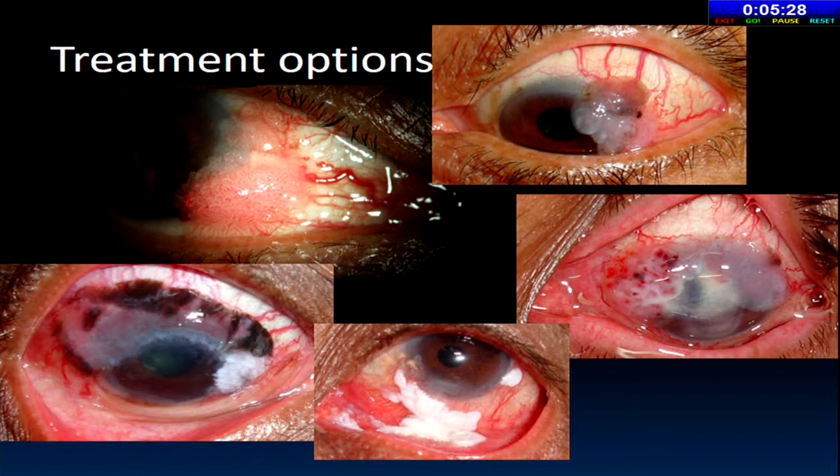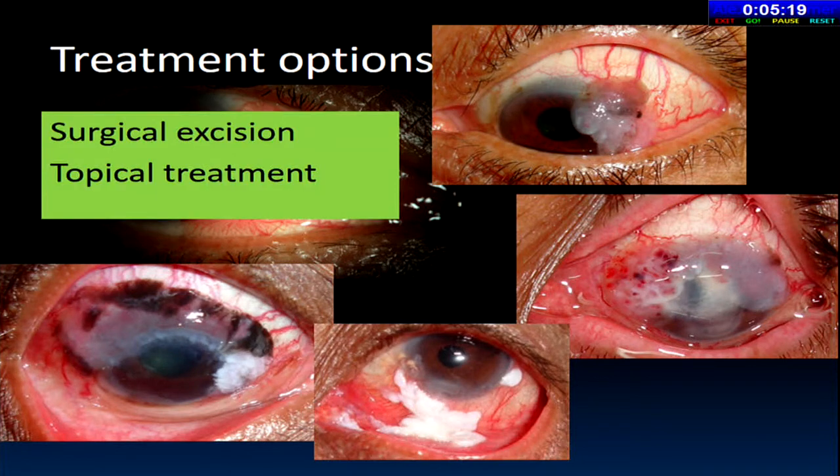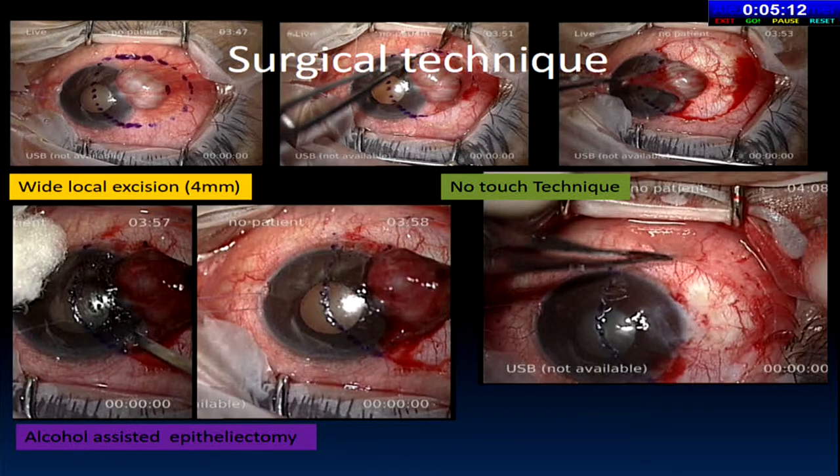Of course, you want to treat the patient with something that would reduce the recurrence rate, thus reducing the morbidity. You could do surgical excision, which still remains the standard of care, and then you have topical treatment. The surgical technique is quite well defined for ocular surface squamous tumors. It has to be a wide local excision with a no-touch technique, because we don't want to touch the tumor. If you touch and manipulate it, it will cause seeding of the surrounding conjunctiva, bringing about recurrences.